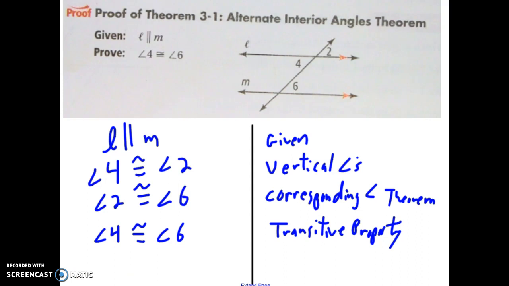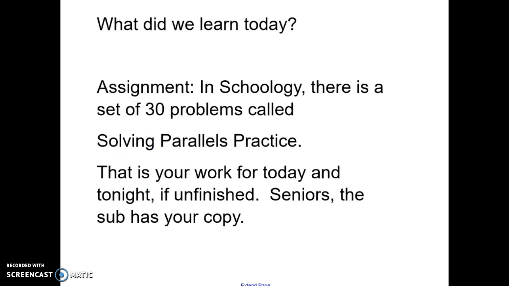There are a few examples there. There's also a video made by someone else that can lead you through some of this stuff if my explanation is not to your liking. What we learned today is how to find angle measurements given that two lines are parallel and some information; we can find the rest of the information. In Schoology there is a solving parallels practice problem set. It's 30 problems. That's your work for today and tonight. Finish that up. If you get finished before the end of class, you may use the remainder of the time to work on corrections.